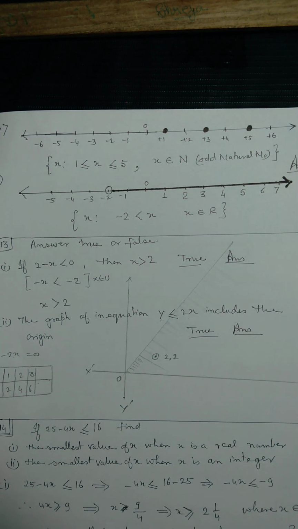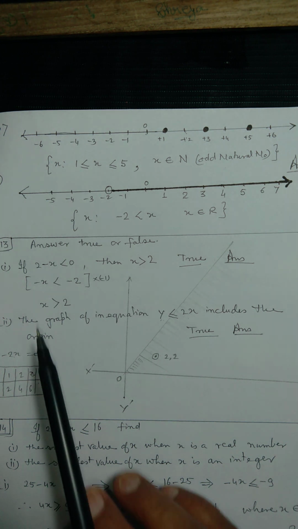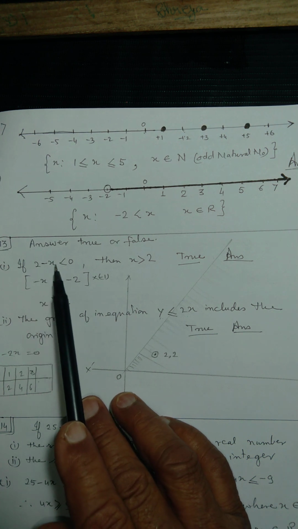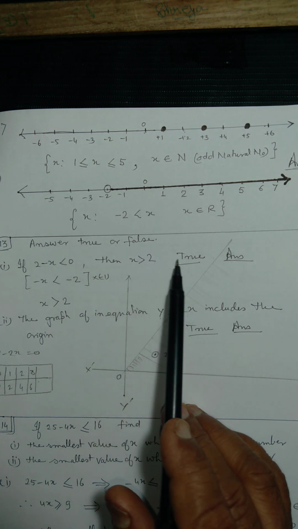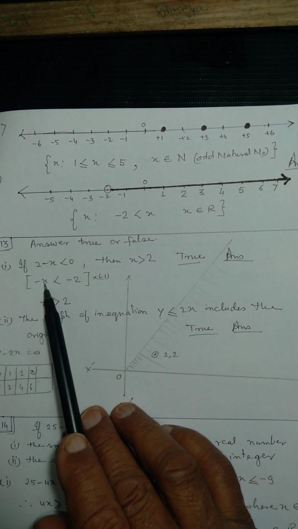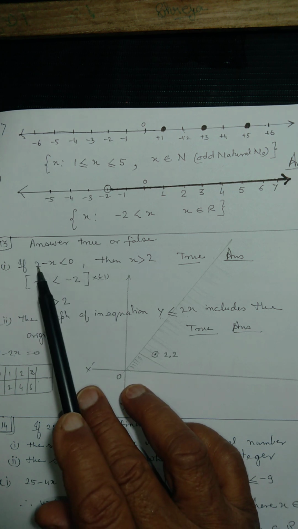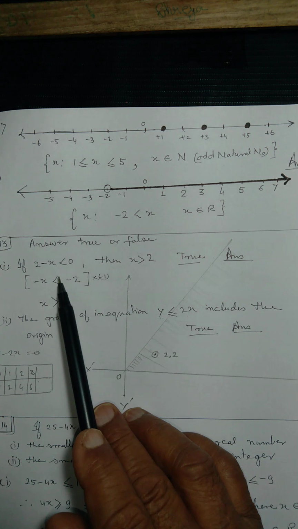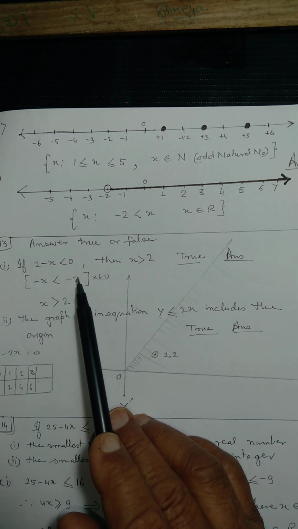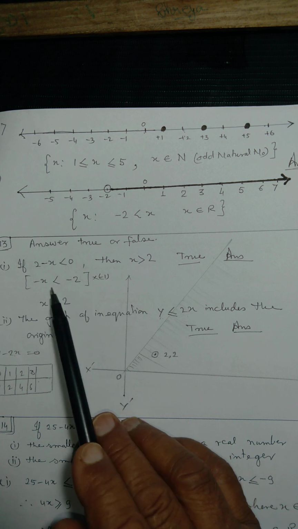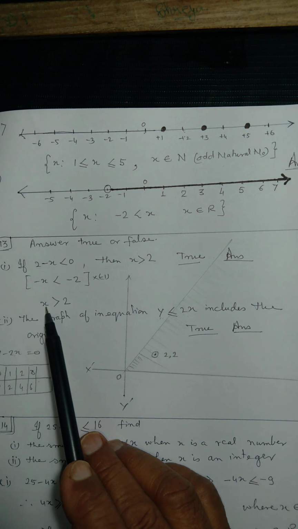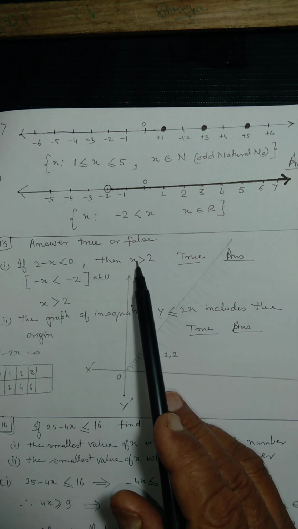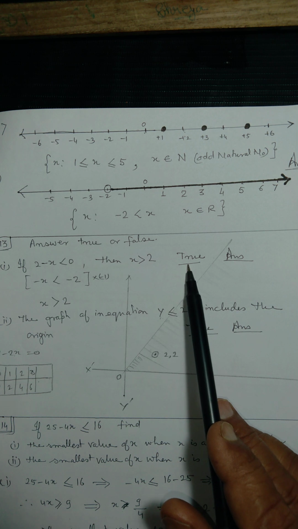Now proceed to question number 13. Answer true or false. If 2 minus x is less than 0, then x is greater than 2. True. Why? If you just transpose this 2 to this side, minus x will be less than minus 2. Now again multiply by minus 1. So the sign of inequality, this is less than, now it will become greater than. So x is greater than 2. That is why it is true.